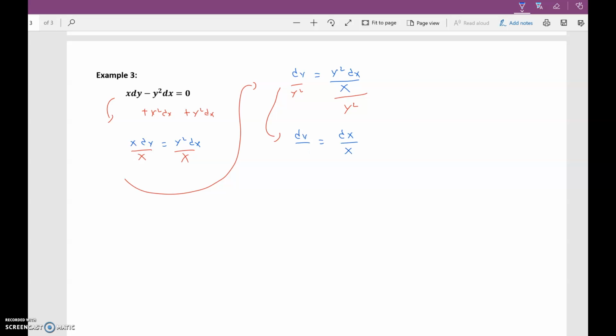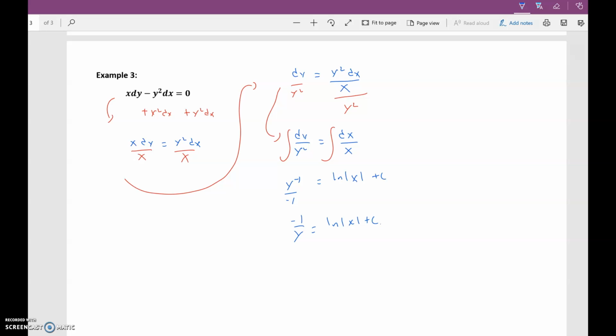And let me just rewrite it as a y squared. And at this point, we're going to be integrating both sides of the equation. On the left hand side, we're just going to get y to the negative 1 over negative 1, or negative 1 over y, is equal to the ln of x plus the value of c.